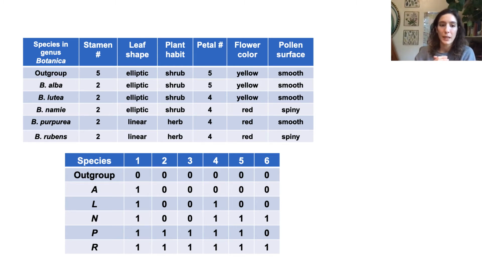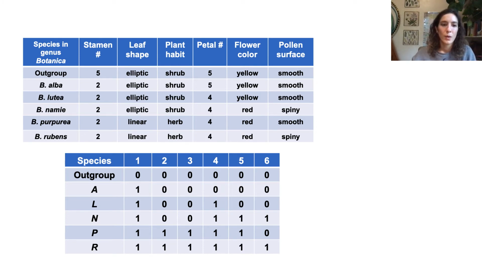And so the upper cladogram here is our original one, and then the lower one, I've just reduced it to a code, but it has the exact same information. So we still have those 6 characters across the top. We have those 5 species of interest on the left. I've reduced them to A, L, N, P, and R for those 5 species names, respectively. And we still have our outgroup on that top. And then the zeros represent ancestral states, while ones represent derived states, and this is all relative to that top row of zeros, the outgroup.